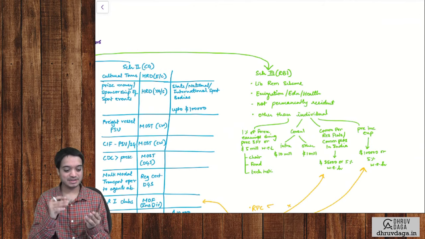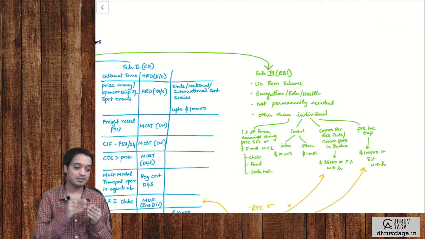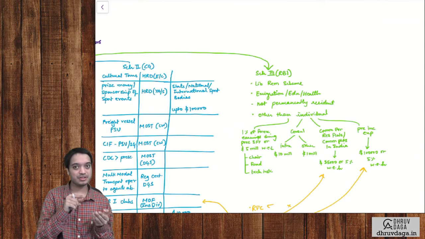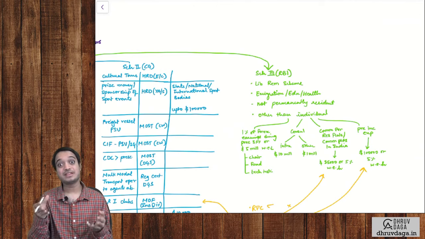But there are three activities: emigration, education, and health services. If you get a letter from the medical institute, educational institute, or the country of emigration that you require to spend more, then you can spend more even without the permission of the RBI.